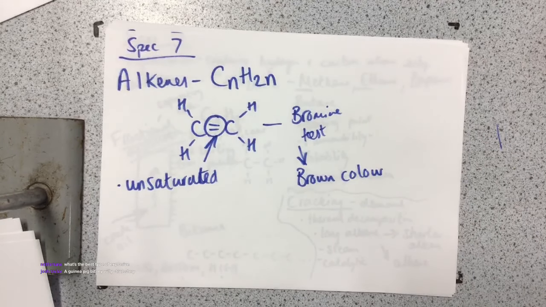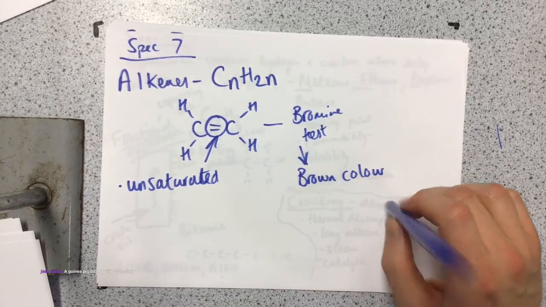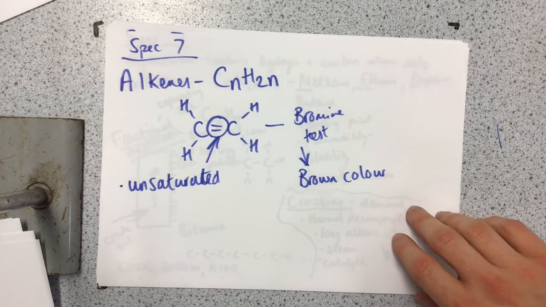You get a brown colour with bromine. That's the test for alkenes. I think that came up a couple of years ago, actually, and Mr. McDade used to be a marker, and I remember him mentioning the fact that students couldn't remember the colour and also the test for alkenes.